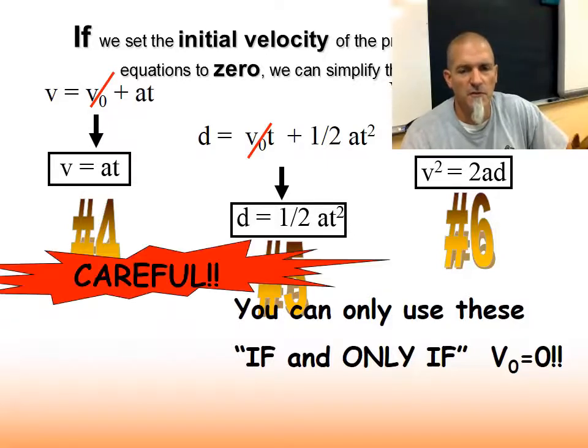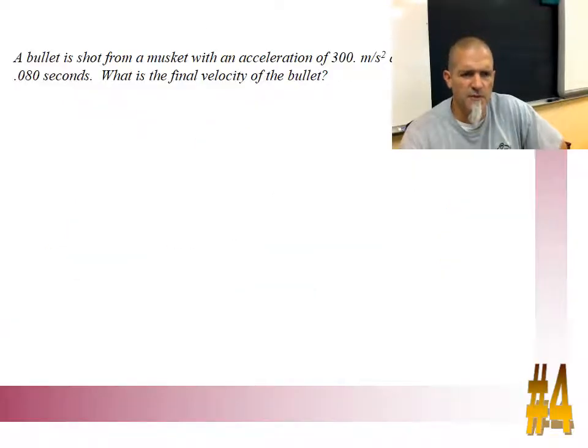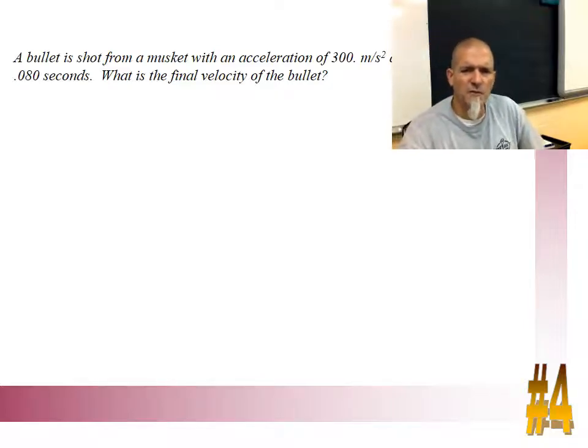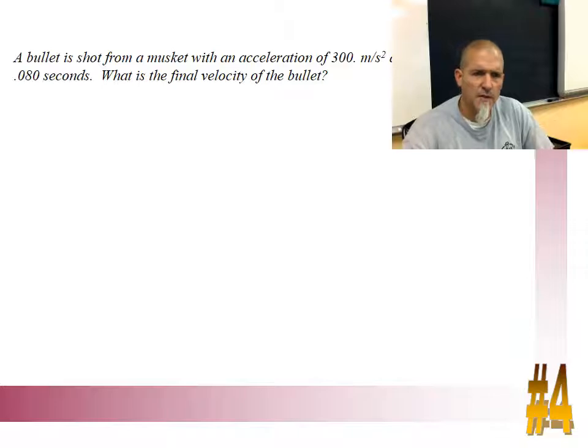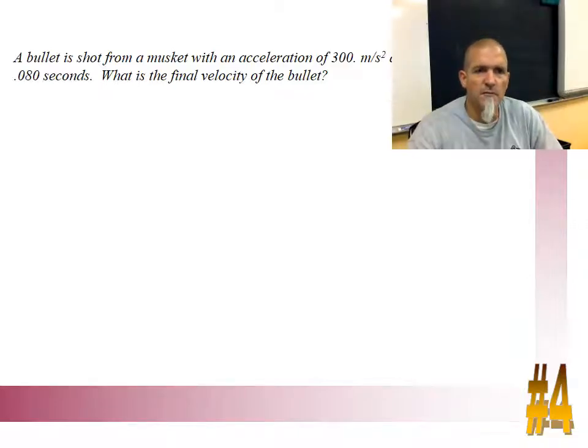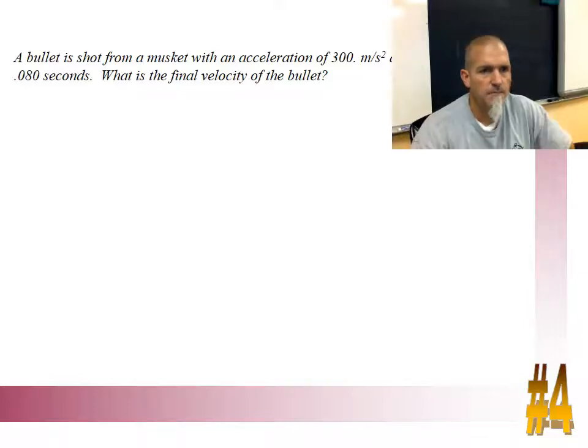Okay, so let's look at some examples of where we could use these three equations. We'll do one problem for each of the three. Let's start off with this. A bullet is shot from a musket with an acceleration of 300 meters per second squared and accelerates for 0.08 seconds. What is the final velocity of this bullet? So let's pull out some given information or some important information.